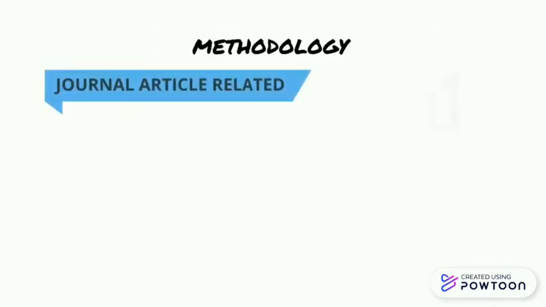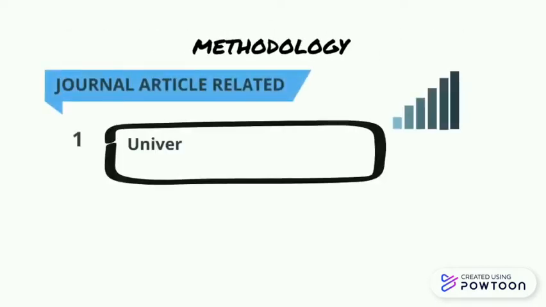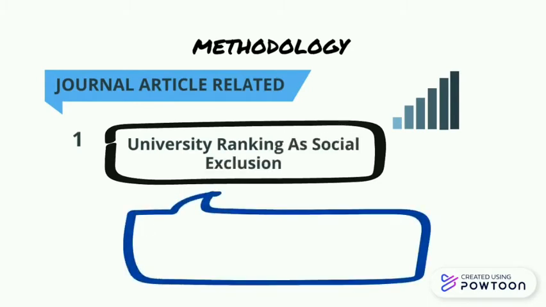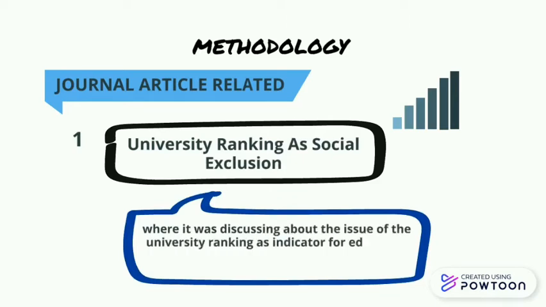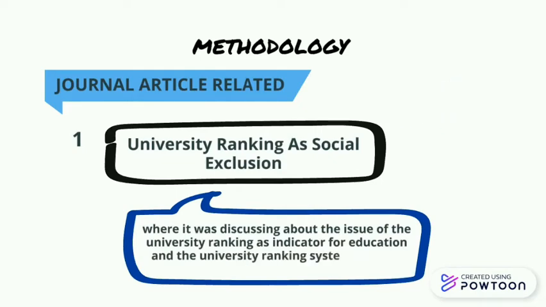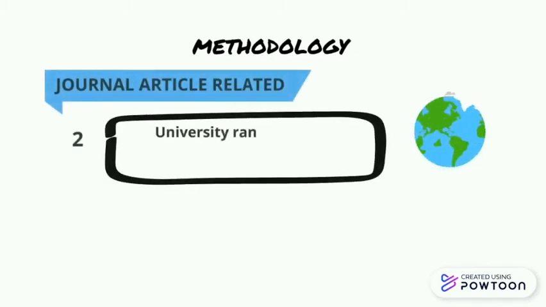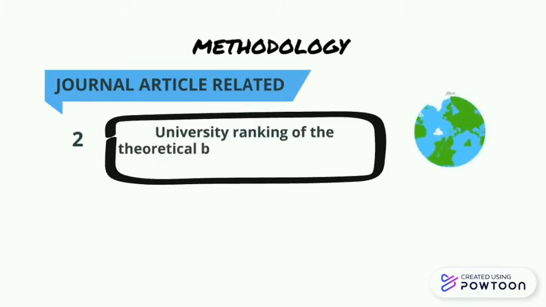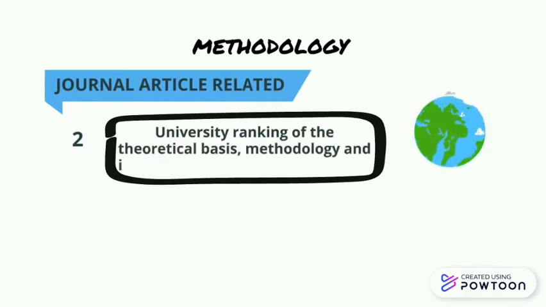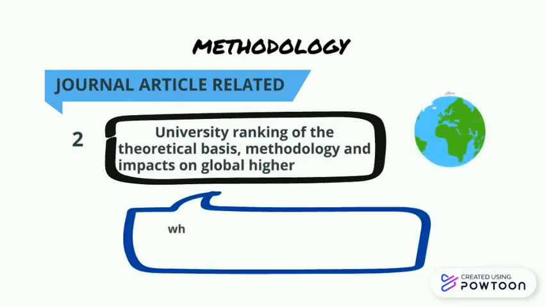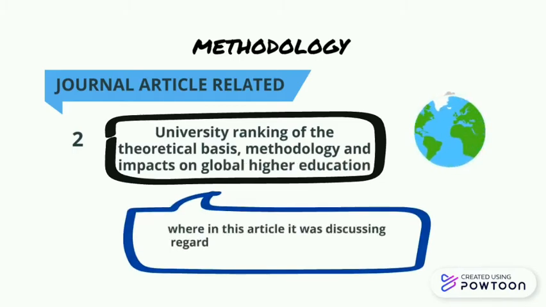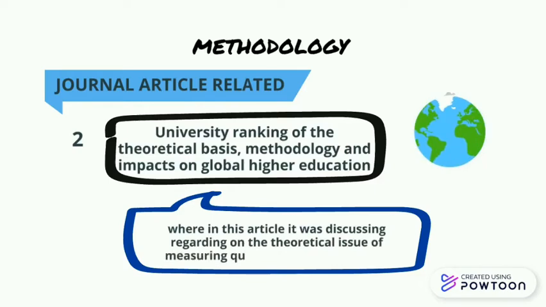The first related journal article is University Ranking as Social Exclusion, where it was discussing the issue of university ranking as an indicator for education, and the university ranking system serving as a political ideological technology. The second related article is University Ranking: The Theoretical Basis, Methodology, and Impacts on Global Higher Education, where this article was discussing the theoretical issue of measuring quality in higher education.